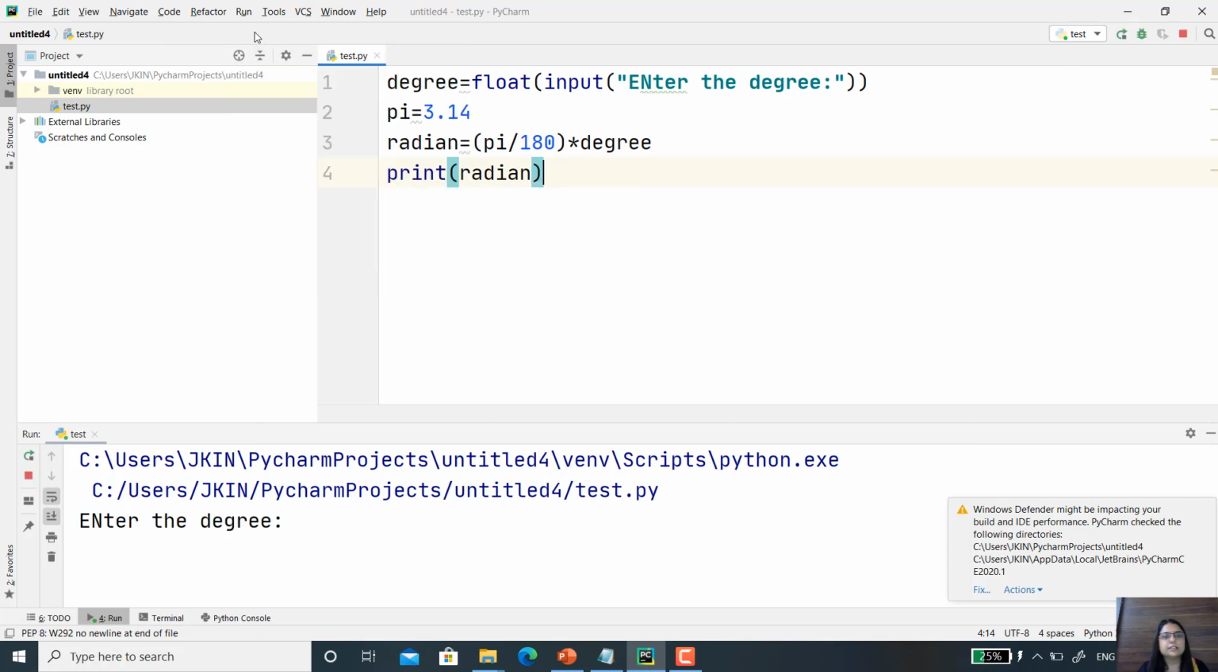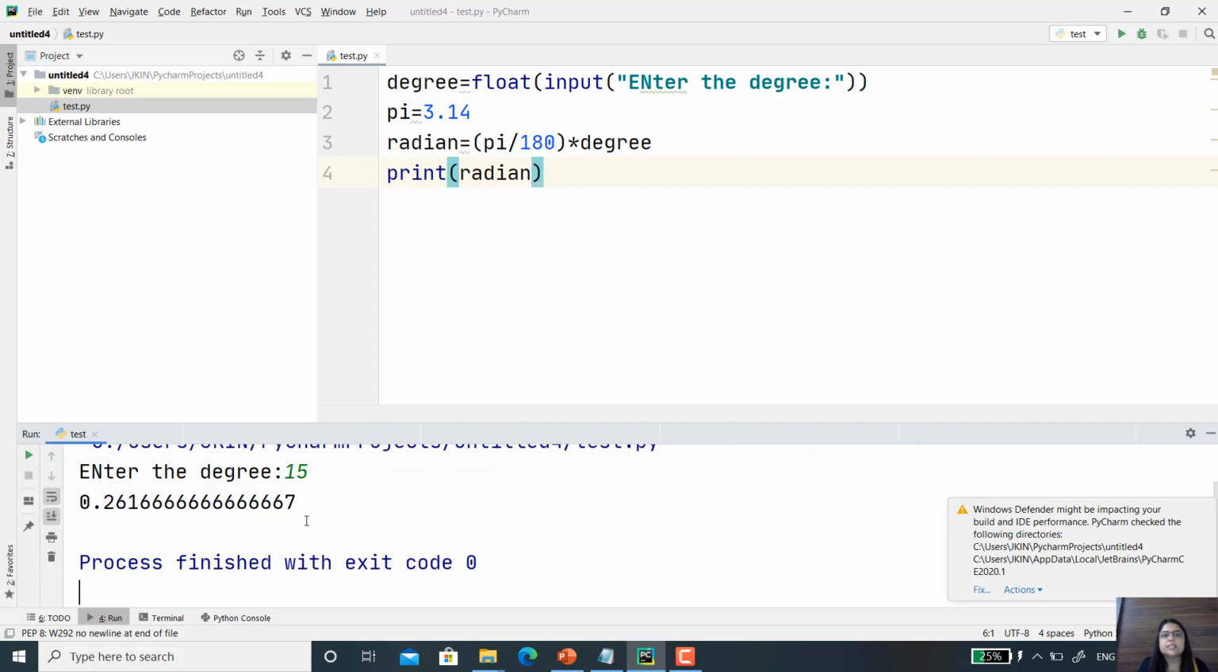Run test. Here the user will enter 15. Then we know that the answer is 0.26166667. That is the same as in the test data.